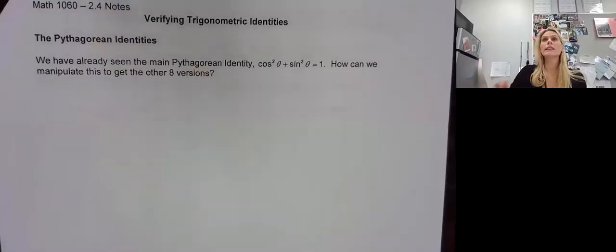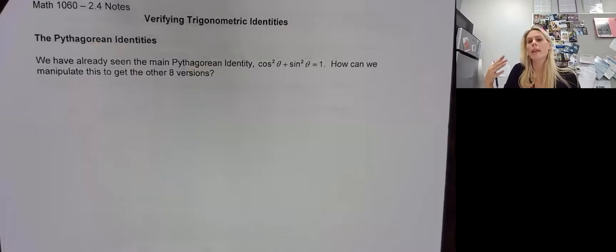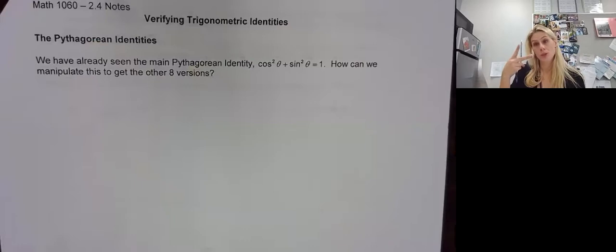Hello, everyone. This is lesson 5 for verifying trigonometric identities. So the first thing we're going to look at is we've already looked at the Pythagorean identity, but actually there's 8 versions that we can do. So first of all, let me show you 2 other versions and then we'll manipulate those.